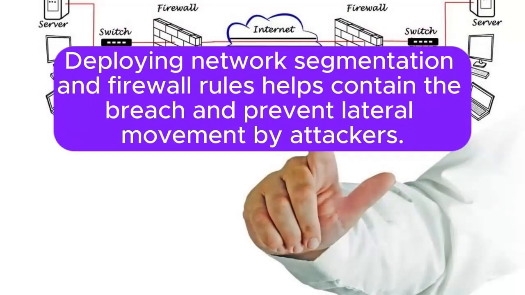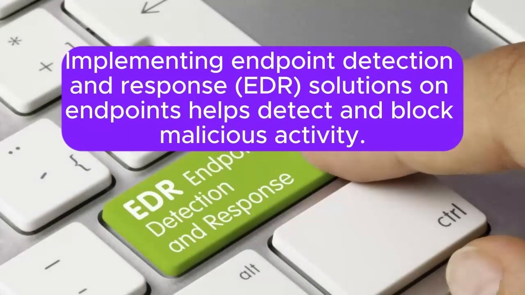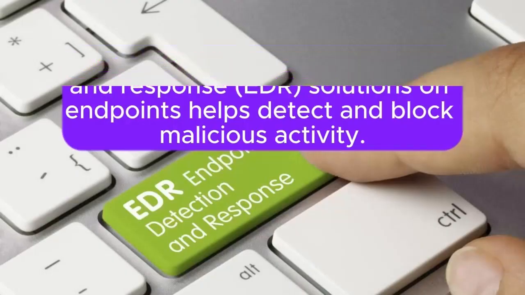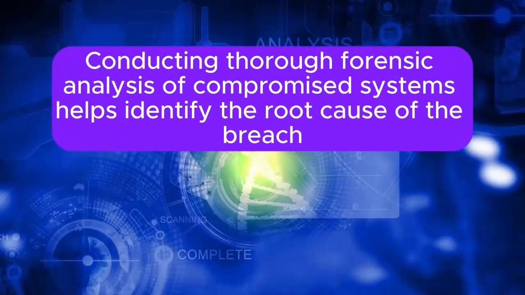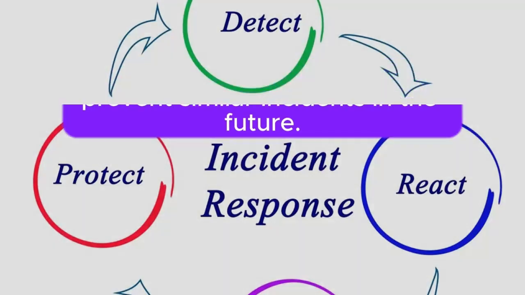Deploying network segmentation and firewall rules helps contain the breach and prevent lateral movement by attackers. Implementing endpoint detection and response (EDR) solutions on endpoints helps detect and block malicious activity. Conducting thorough forensic analysis of compromised systems helps identify the root cause of the breach and inform remediation efforts to prevent similar incidents in the future.